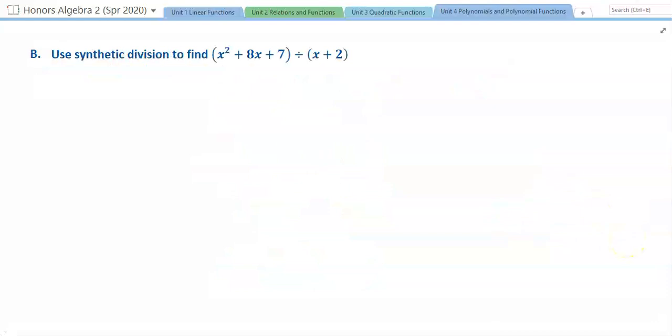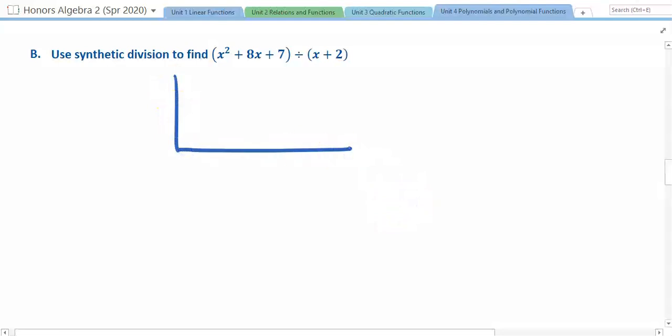So let's look at example B here. x squared plus 8x plus 7 divided by x plus 2. And so going through our steps, draw your box, our coefficients down. We're going to get 1, 8, and 7, right? And then out here, remember, we're going to do x plus 2 equals 0. So x is equal to negative 2. And so negative 2 is what comes out here.